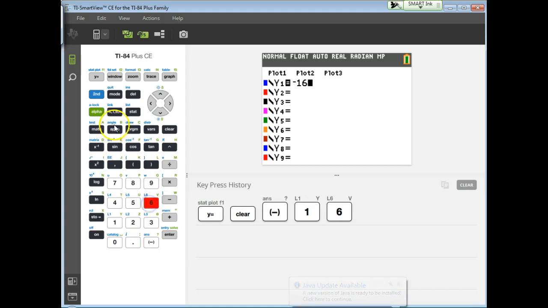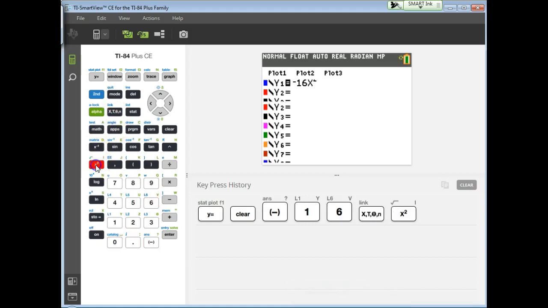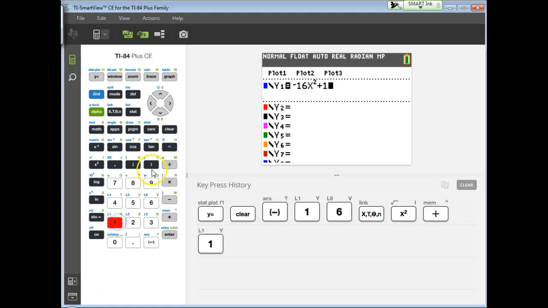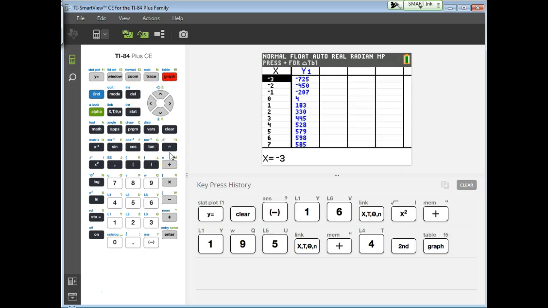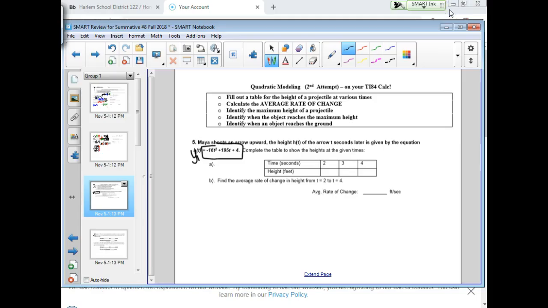Alright, so it was -16, and you have to use x. So x squared plus 195x, and then plus 4. They wanted you to fill out the table, so you'd go to the second graph, which is the automatically filled in table, and then copy the data points for 2 seconds, 3 seconds, and 4 seconds. So I'm going to copy down 330, 445, and 528.